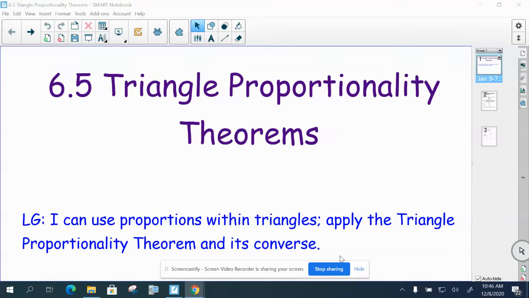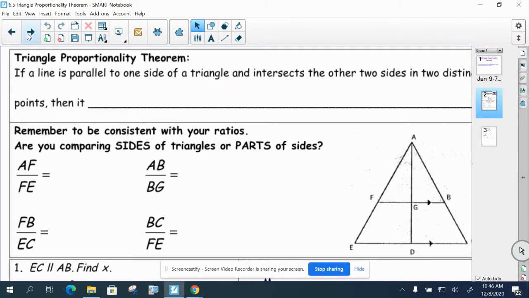Hi everyone, this is lesson 6.5, Triangle Proportionality Theorems. So today we're going to learn a few theorems that we can apply with similar triangles. The first one is called the Triangle Proportionality Theorem.